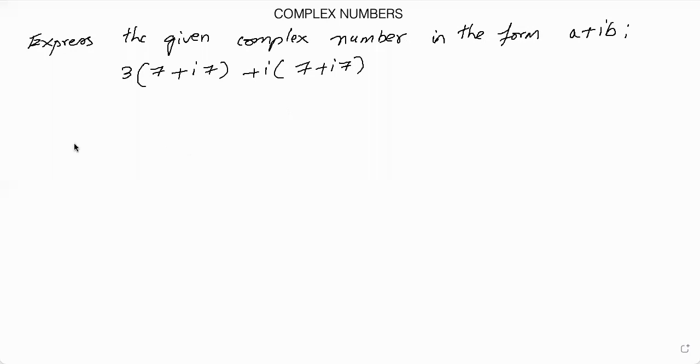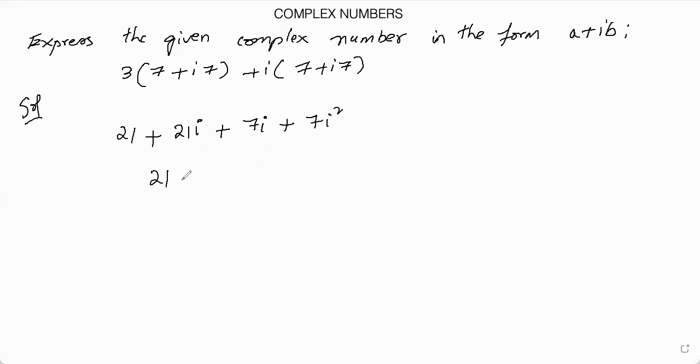So let us express the given complex number in the form of a plus ib. Let us try to solve this. Let us multiply it throughout, and we'll get 21 plus 21i plus 7i, right? Plus this is 7i square, right? So we know what is i square. i square is minus 1. Let us substitute it.